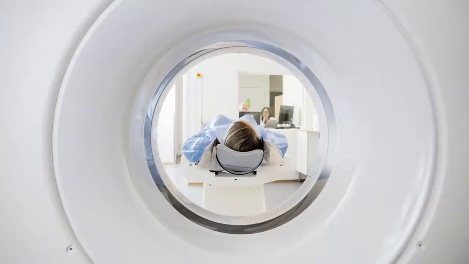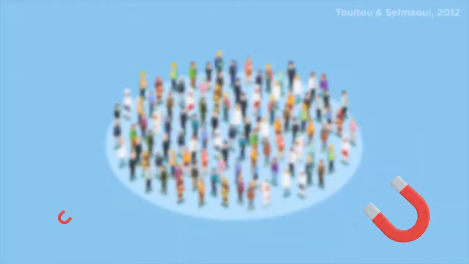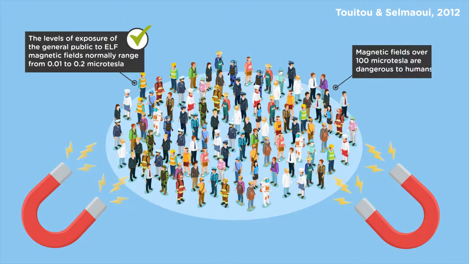The rare exceptions for acute high-level exposure are certain medical exposures and some specialized occupations. In these cases, it would be important to respect exposure limits. One example is magnetic resonance imaging, or MRI, and we will look at this in more detail later on in the course. In general, the levels of exposure to the public from ELF magnetic fields normally range from 0.01 to 0.2 microtesla.